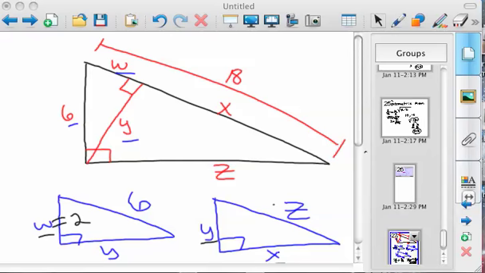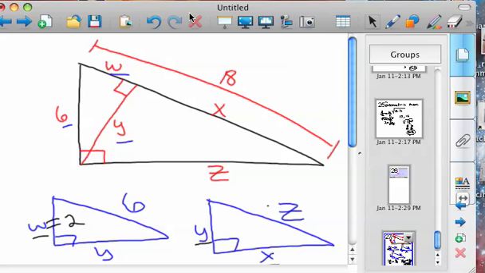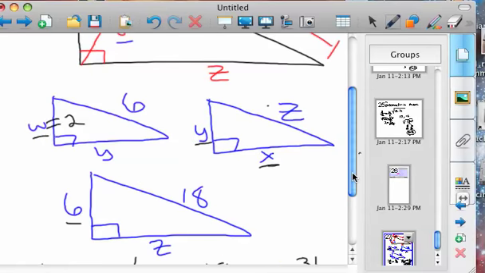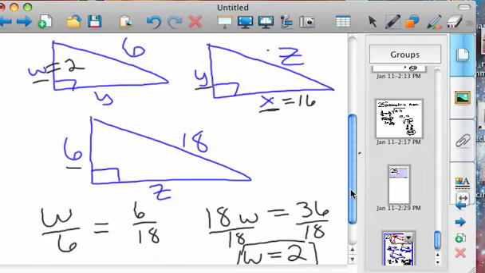So we can go back to the original picture. Can't we find X then? Right. If W is 2, that means X is 16. Oh my god. Okay? So if X is, that's all right, I didn't think of it till just then either. So that would help us. Yep. So that should help you set up the rest of the proportions.